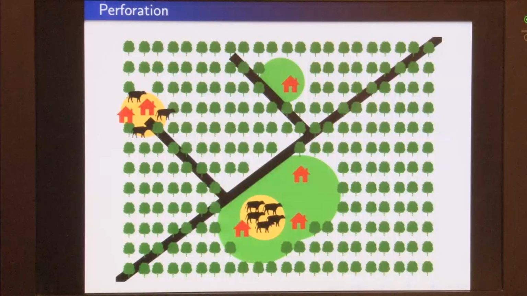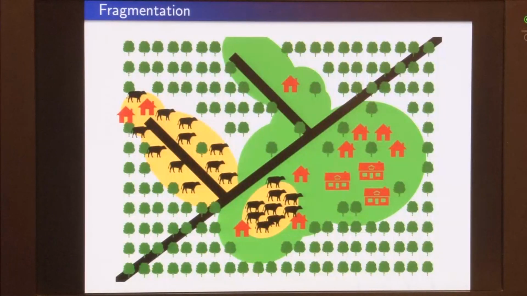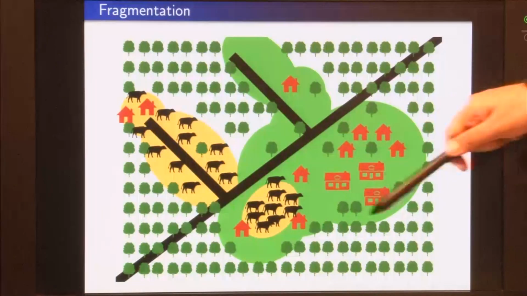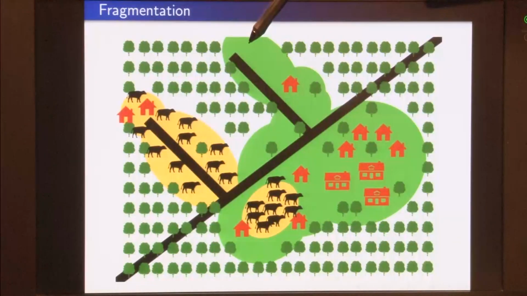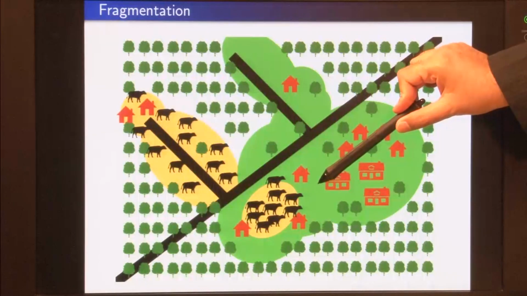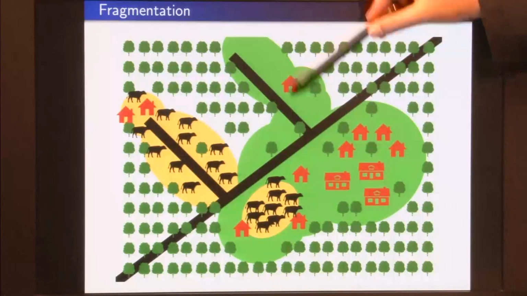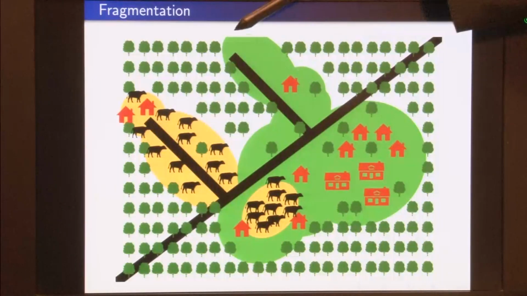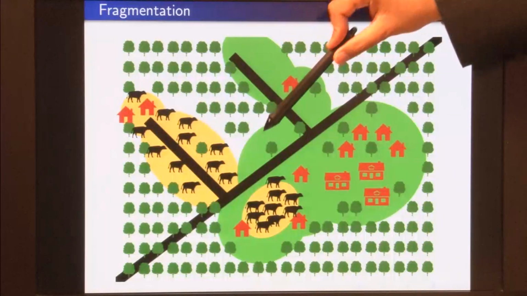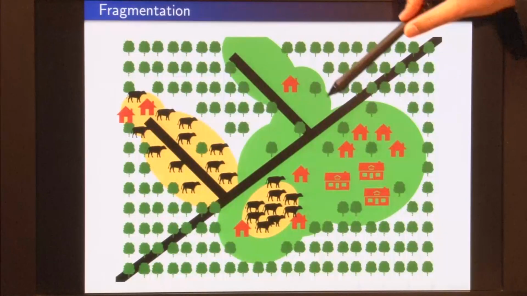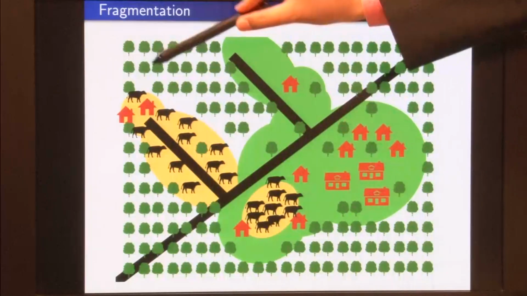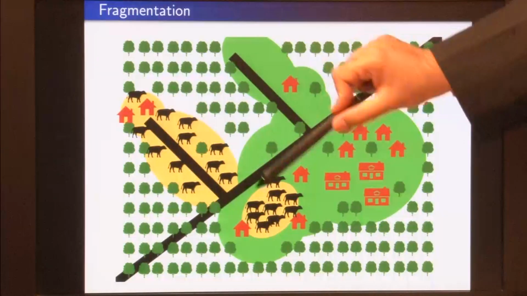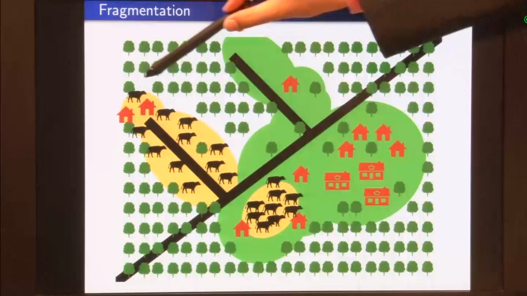After perforation, the next step is fragmentation. What has happened now is that these settlements have grown in size. We had a small settlement here, we had a small settlement here, but now because we have a road here, these settlements have grown, and they have now touched each other. So, this whole area has become a contiguous patch of human influence. Similarly, this settlement and this settlement have now connected together.